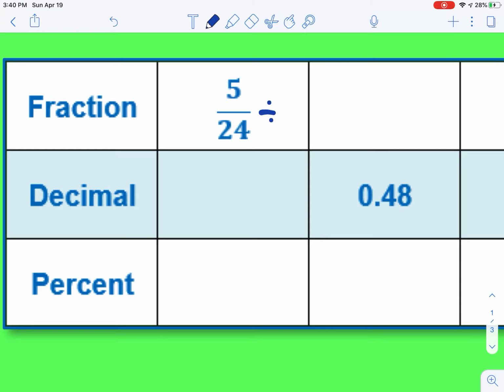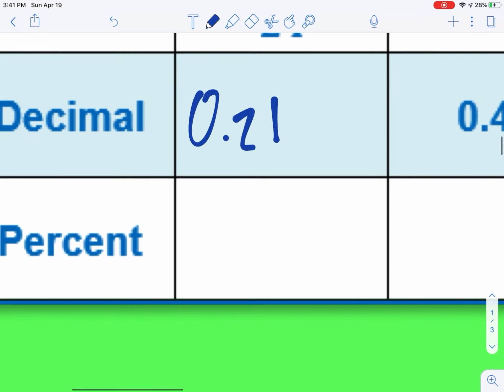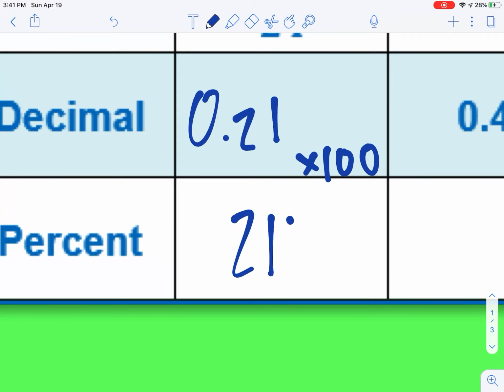So 5 divided by 24 is 0.208. I'm going to get rid of that 8, and I'm going to round up. So I'm going to say 0.21. Okay? Now to change a decimal into a percent, I times by 100. So I have 21%.